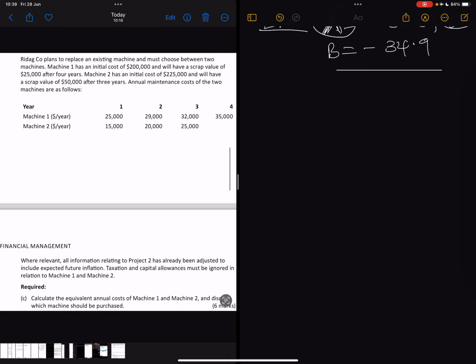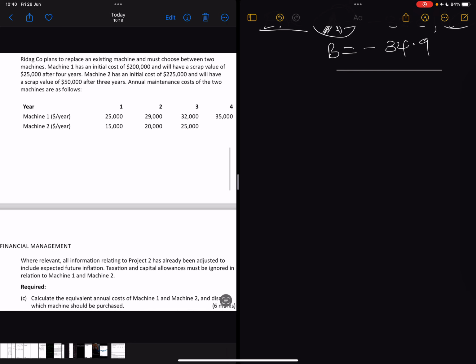But we have another option, which is machine 2. Machine 2 has a cost of 225,000, right? And will have a scrap value of $50,000 after 3 years. So it also has a scrap value after 3 years. Now, annual maintenance costs for the two machines are as follows. So both machine 1 and machine 2 have annual maintenance costs.